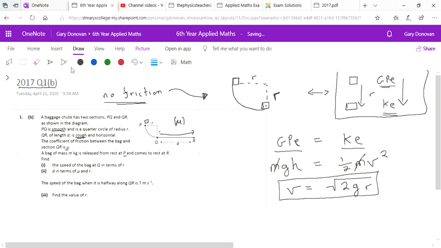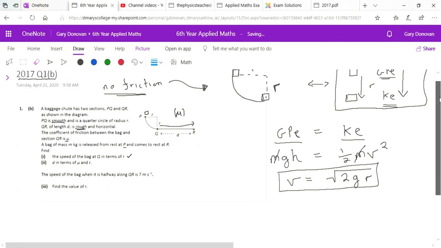That's an expression for the speed of the bag at Q in terms of r, and it's important we put in the r, we don't leave it as h. And I think that was worth 1 mark in the mark scheme.